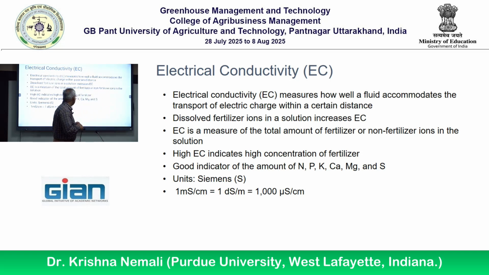Okay. There is something else I also want to mention with EC. EC is a good indicator of nitrogen, phosphorus, potassium, calcium, magnesium, and sulfur. What are we missing there? Look at these. What are we missing? Micronutrients. Why is EC not a so good indicator of micronutrients? Because?